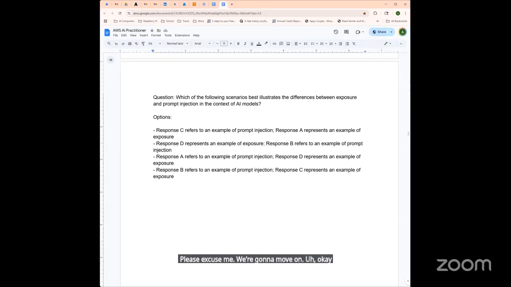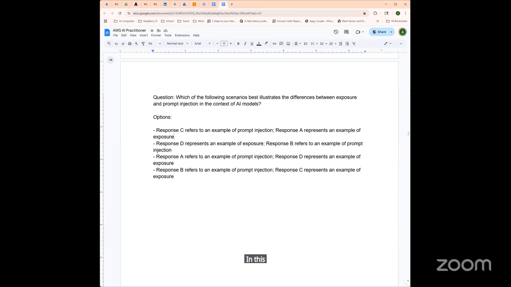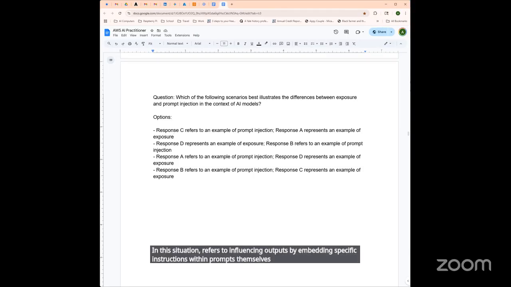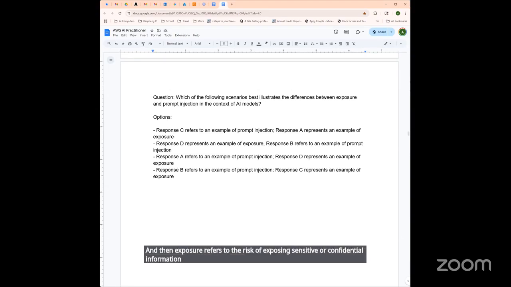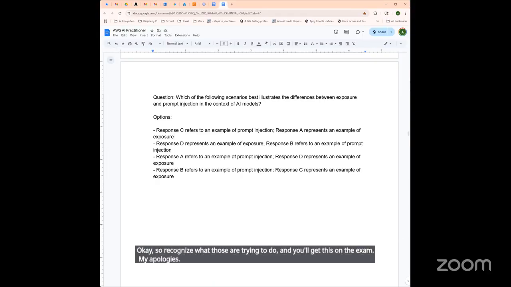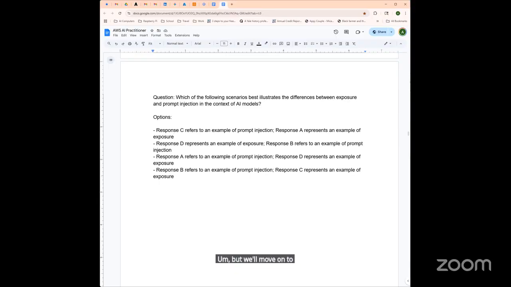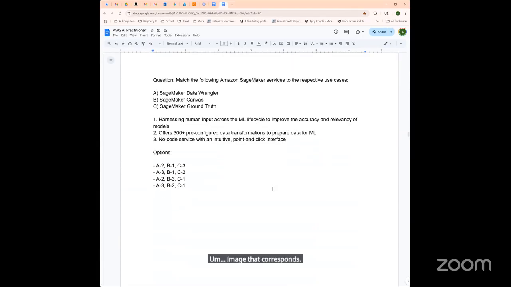Okay. So basically, I'll just explain what prompt injection is. Prompt injection in this situation refers to influencing outputs by embedding specific instructions within prompts themselves. And then exposure refers to the risk of exposing sensitive or confidential information during training or inference. So recognize what those are trying to do, and you'll get this on the exam. My apologies. But we'll move on to the next one, since it's hard to do this without the actual image that corresponds.